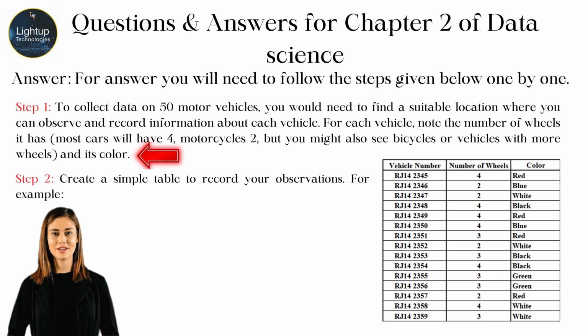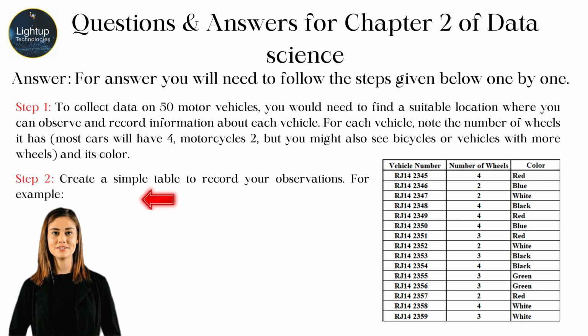Step 1. To collect data on 50 motor vehicles, you would need to find a suitable location where you can observe and record information about each vehicle. For each vehicle, note the number of wheels it has. Most cars will have 4, motorcycles 2, but you might also see bicycles or vehicles with more wheels, and its color. Step 2. Create a simple table to record your observations.